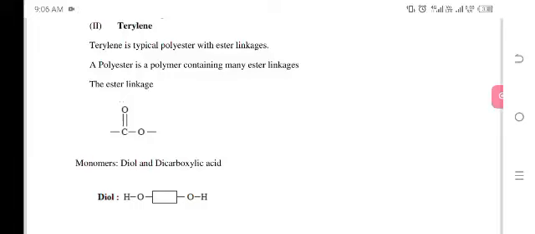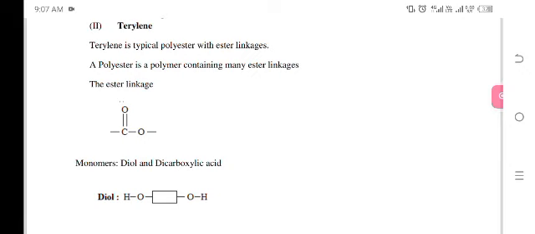So next is terylene. Terylene also is an example of a synthetic polymer formed via condensation reaction where water is being eliminated and polymer is being formed. Now, terylene is called a polyester because it contains an ester linkage.